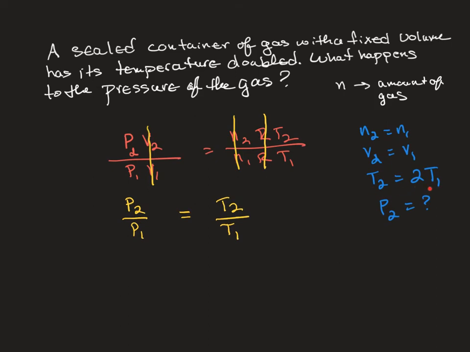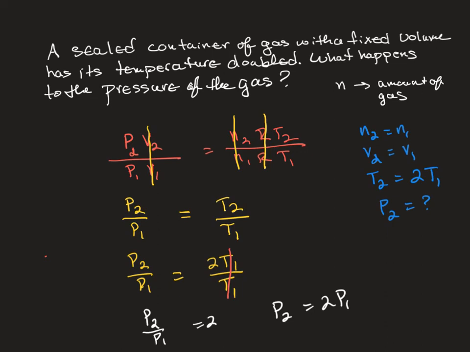Now I can use this relationship here. So T2 is equal to 2 times T1. This allows me to then cancel out the T1 and say down here that pressure 2 divided by pressure 1 equals 2, or P2, pressure 2, is going to equal 2 times pressure 1. So as the temperature doubles, so does the pressure. And if I had given you pressure 1, you could then plug it in and figure out what the new pressure is.